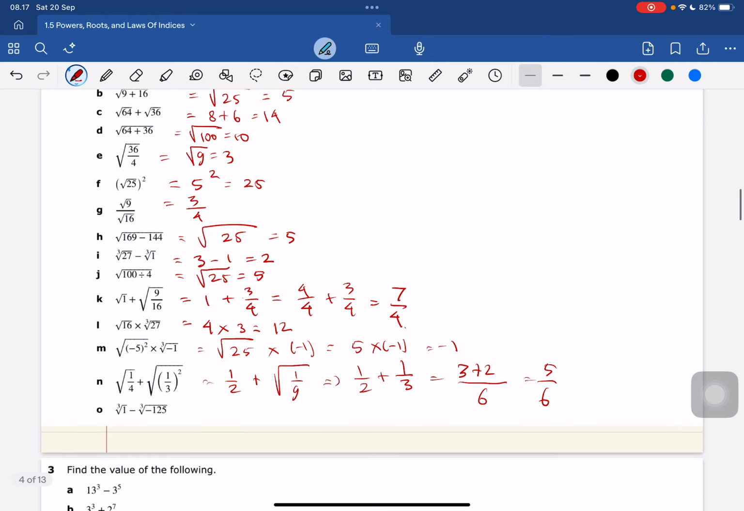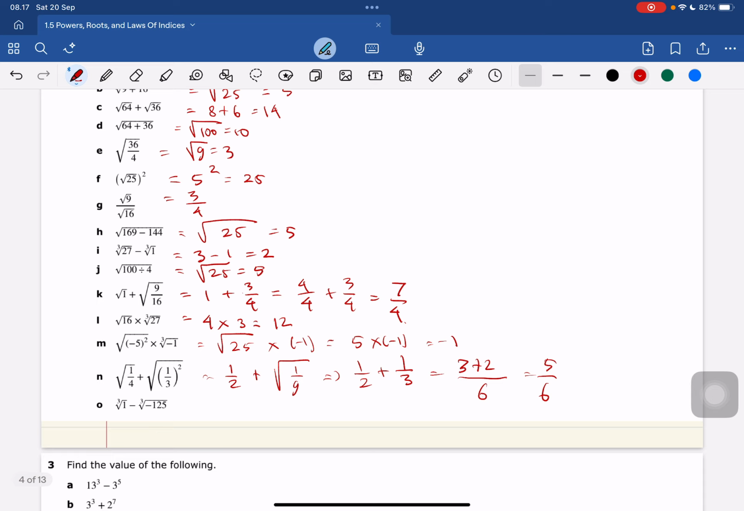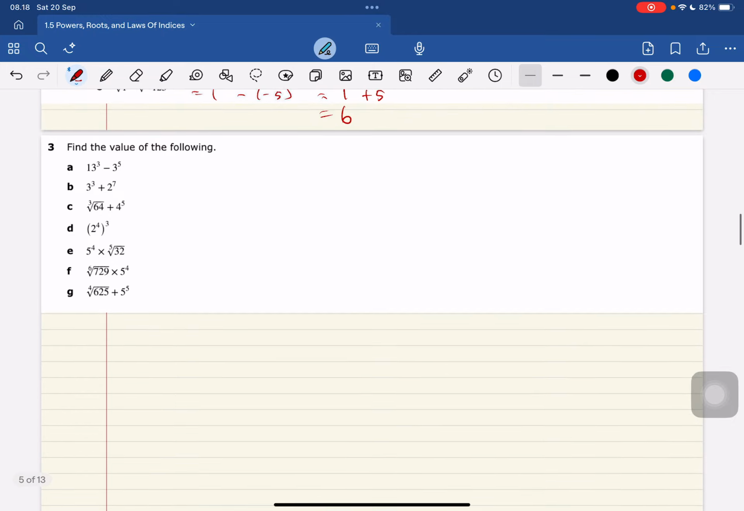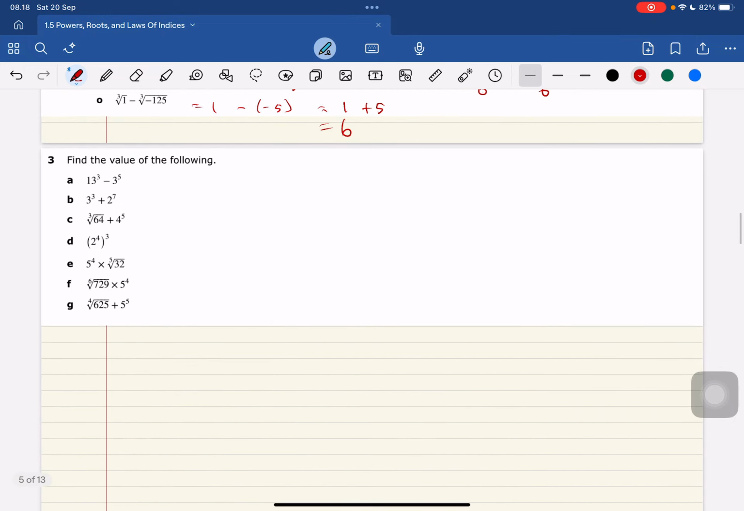Next, last number. Cube root of 1 equals 1 minus cube root of minus 125, which is minus 5. So we learned it before. If minus with minus is gonna be positive. So 1 plus 5 equals 6. Okay, number 3, you need a calculator to do it.